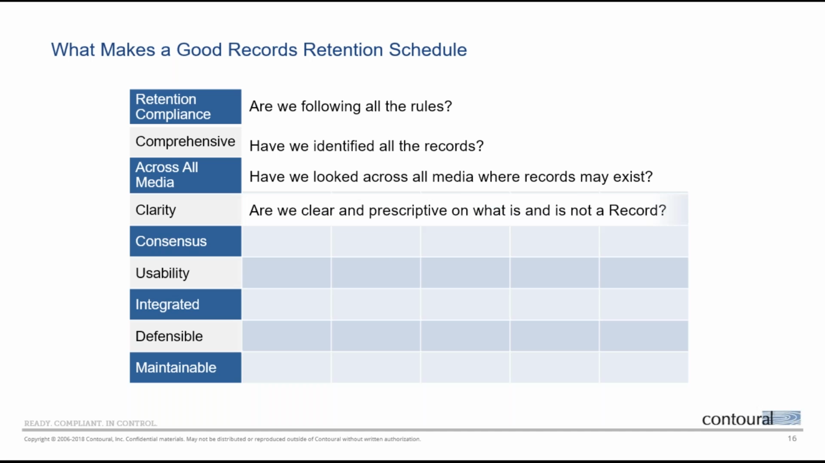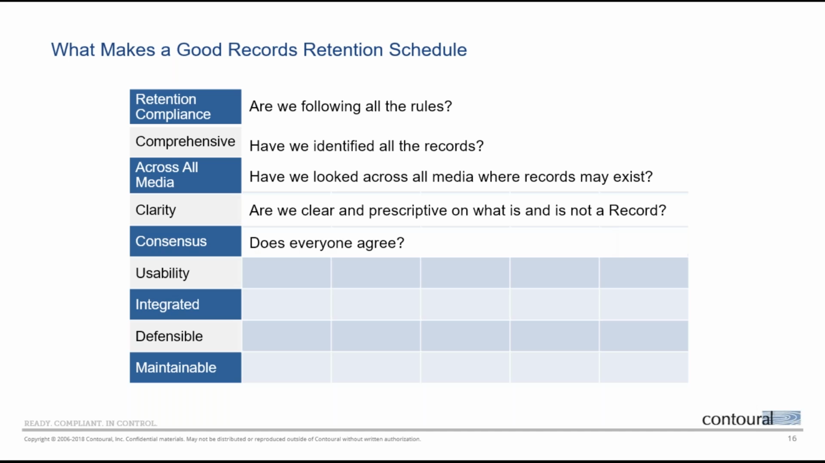Is it clear? Do we say what is and what is not a record? Do we actually describe the record? And I think part of this is having a policy that describes what is and what isn't a record. But to be able to let people know what they need to keep and what they don't need to keep, there needs to be some level of clarity.